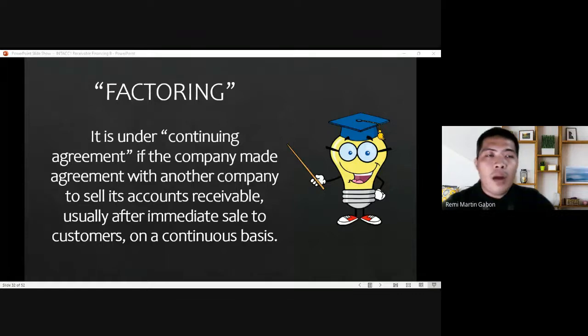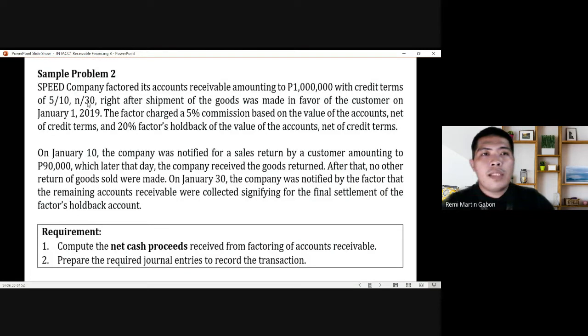So whenever a company recognizes accounts receivable through sale, immediately the company will sell it to the factor buyer. So let us have this sample problem.